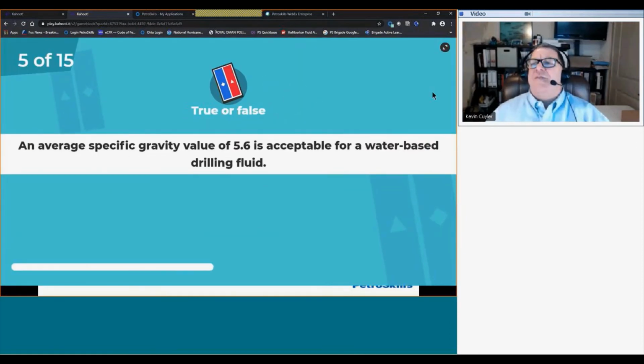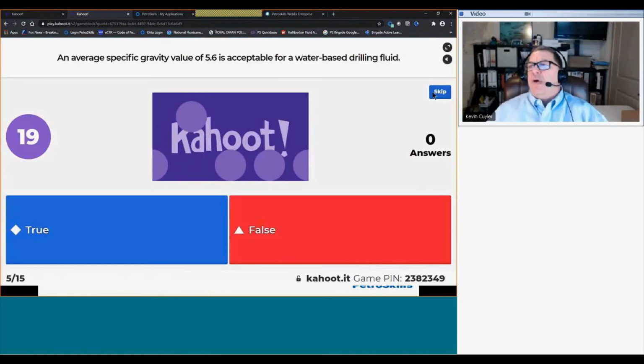The average specific gravity value of 5.6 is acceptable for a water-based drilling fluid. Normal conditions. Do we like to see 5.6 on an ASG?